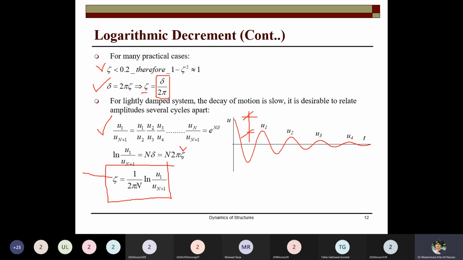So the advantage of this curve is that if you have the damped system, you have this successive graph for the damped system, you can obtain the damping ratio from that. If you have the first displacement and second displacement, or even if you have the first displacement and the last displacement, you can determine the value of this damping ratio.